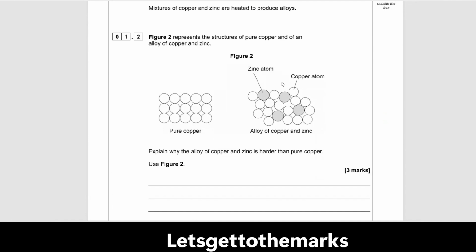So this is worth 3 marks. Why is this one harder? And there are 3 distinct points you've got to say. You need to learn these off by heart. It's a real common question. Put it on a revision card. Why don't you pause the video, grab your pen, paper, have a go. Okay, here are the answers.